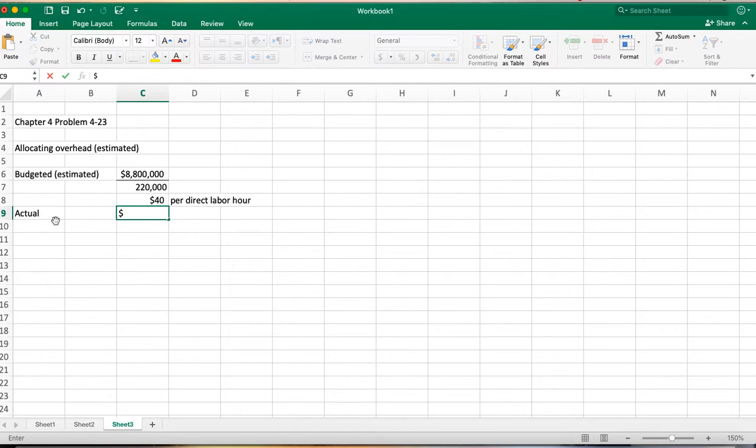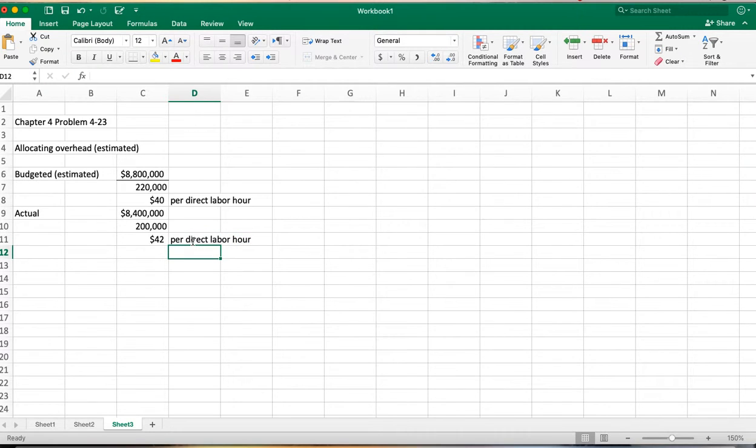Then it asks us to calculate the actual. And so we do the same thing. We figure out what was our actual overhead. And so it tells us in the problem that it was $8,400,000. And then it tells us our actual direct labor hours worked were 200,000. And so same idea. We take our actual overhead divided by our actual driver. And so it's per direct labor hour, $42, that is our actual. And then they ask us, why are they different?